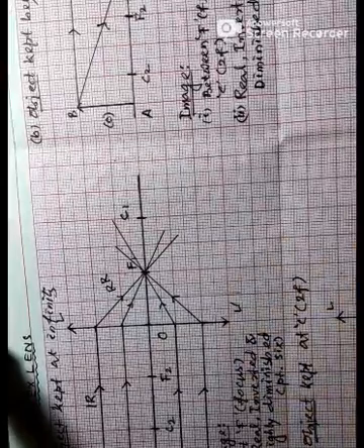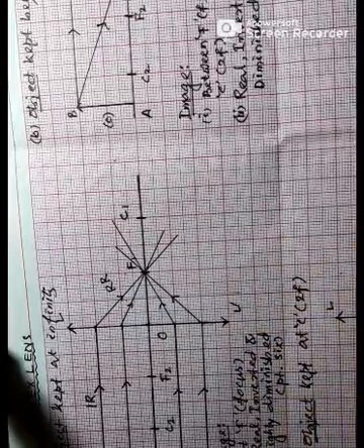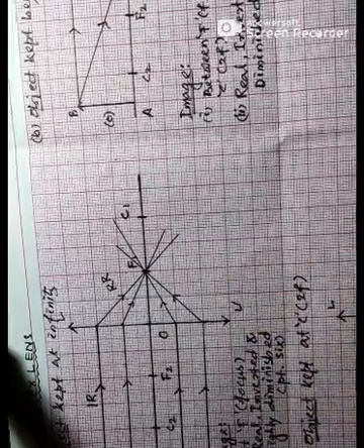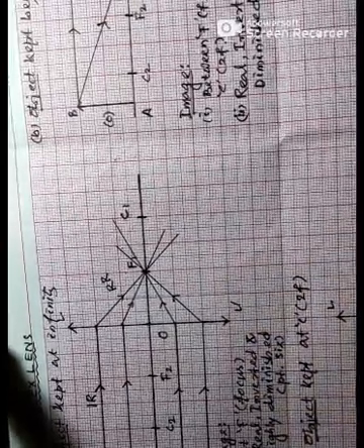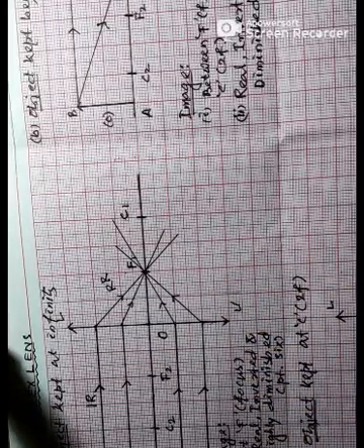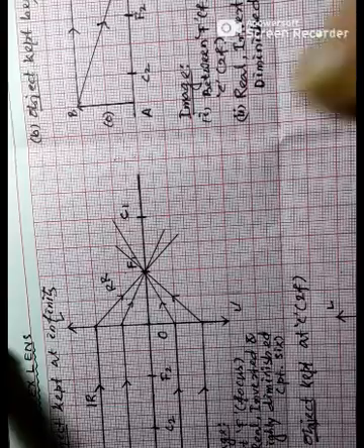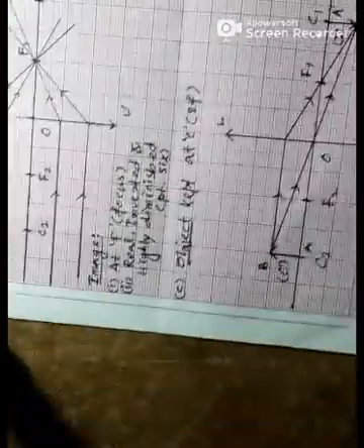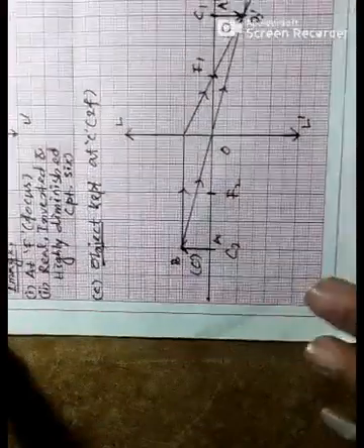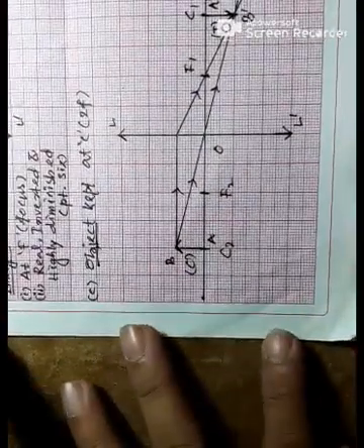So don't take more than one. If you take more than one, the ray diagram will not come exactly; it will not form at C. So you have to take care here. In case the object is kept at C point, you have to take only 1 centimeter height.